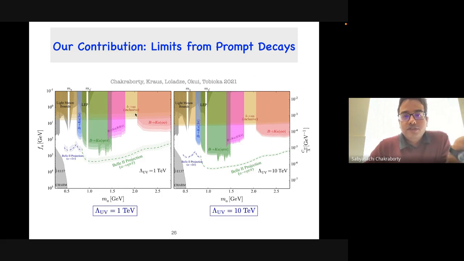B to X_s a is an inclusive process at the quark level, and that is already comparable with all the light meson bounds that I showed from pion decays or kaon decays.